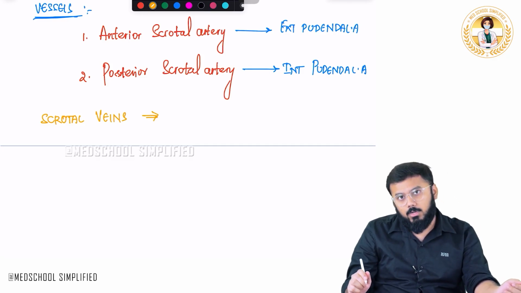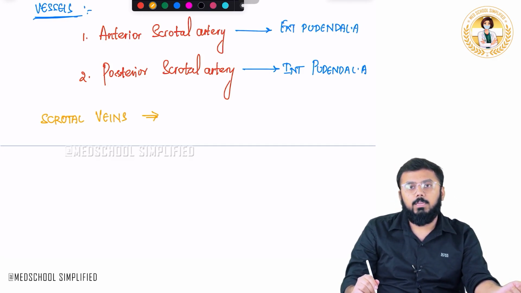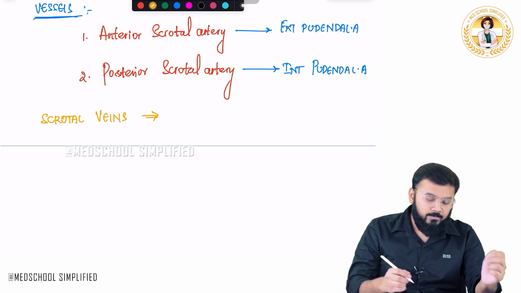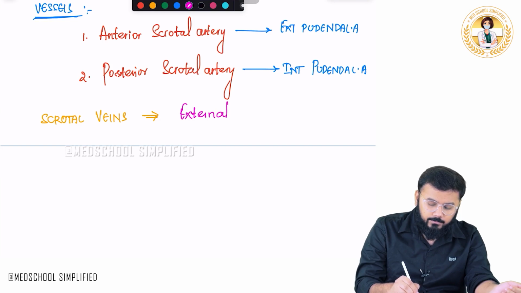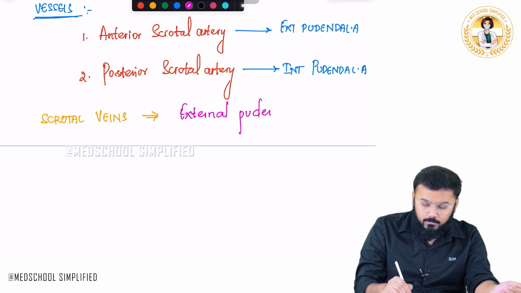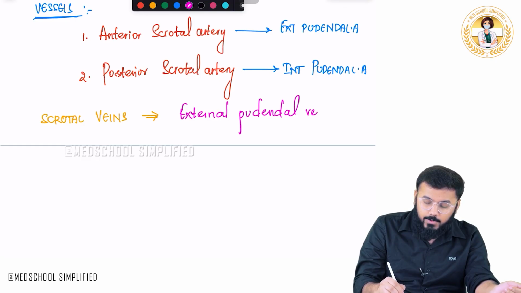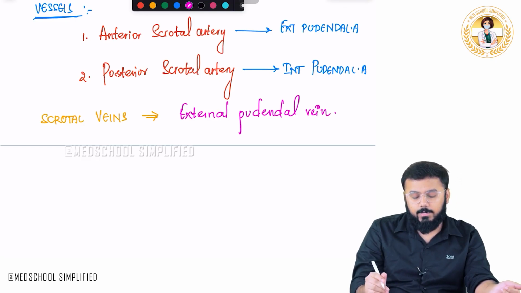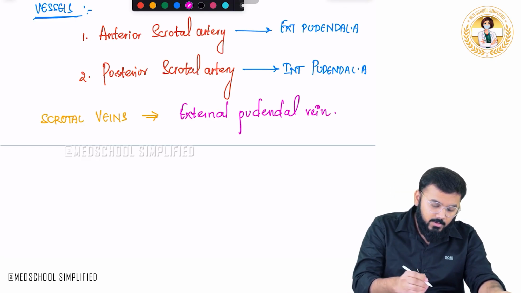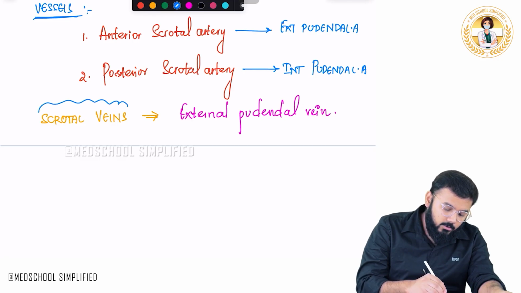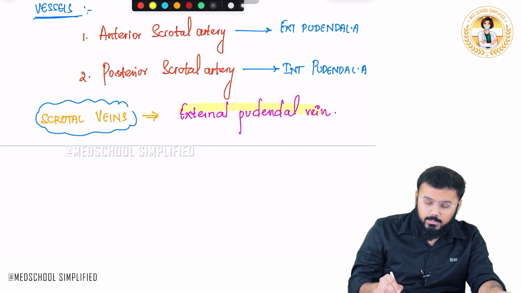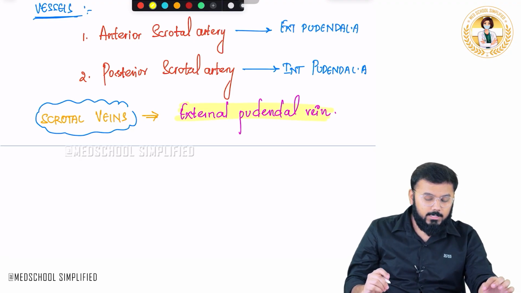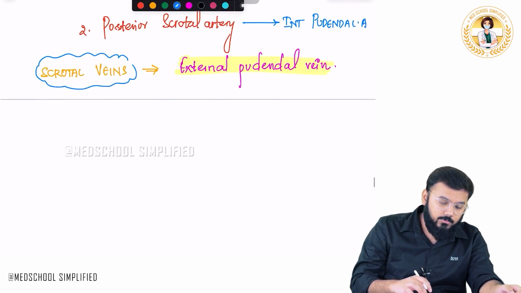And where do these scrotal veins drain into? These scrotal veins drain into the external pudendal vein. Coming to these scrotal veins, where do they drain? They drain into your external pudendal vein over here. Okay. Now let us discuss the different kinds of nerves.